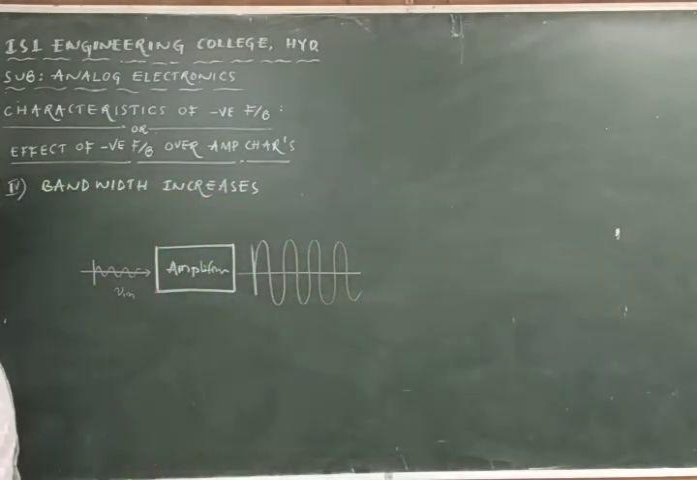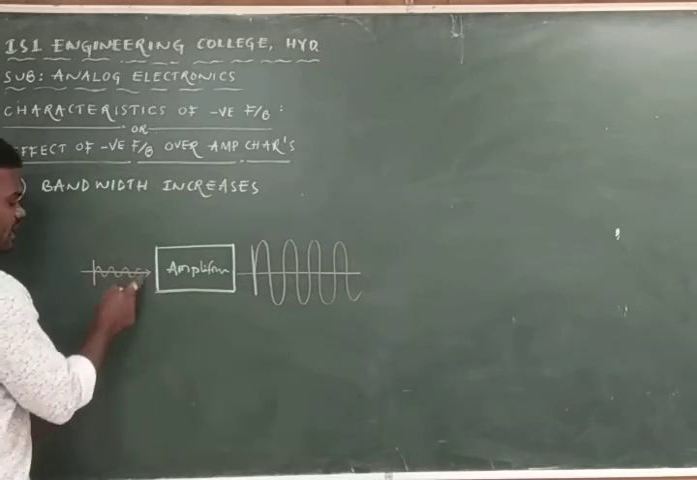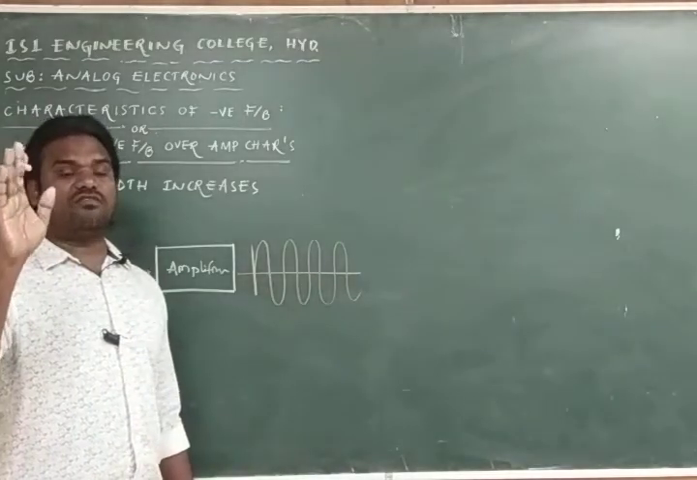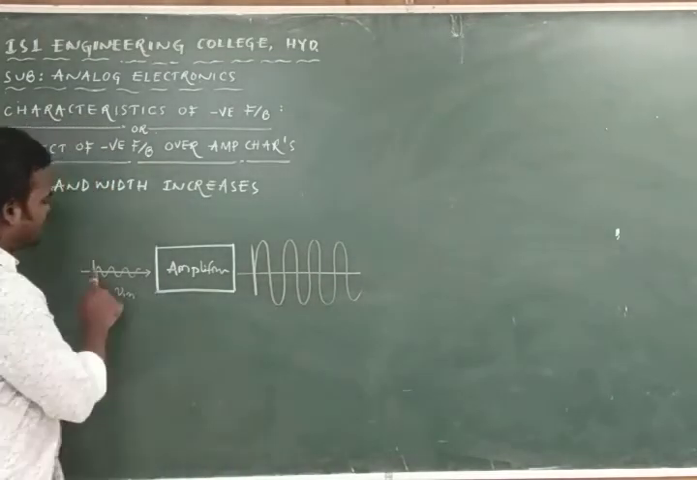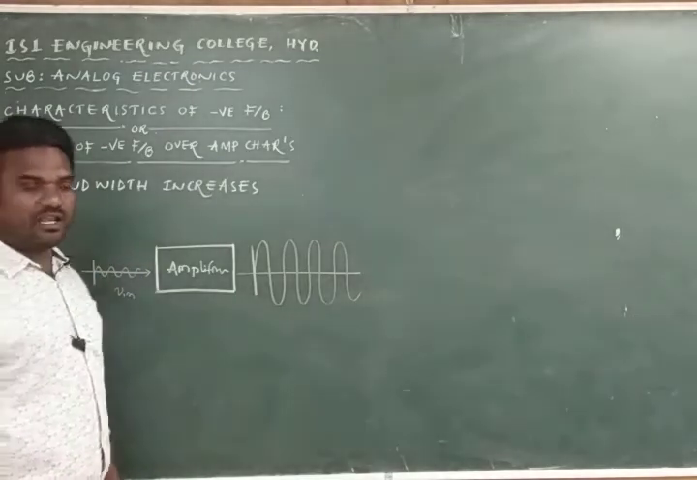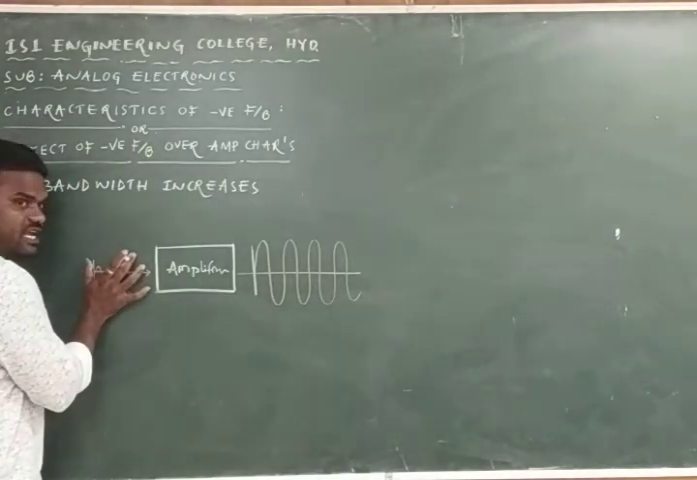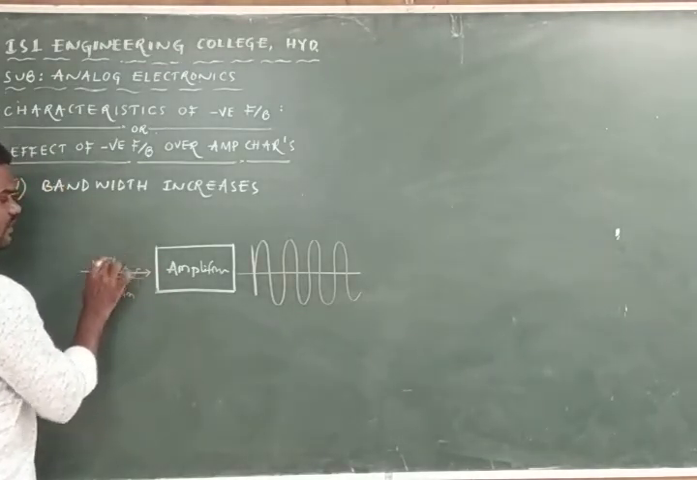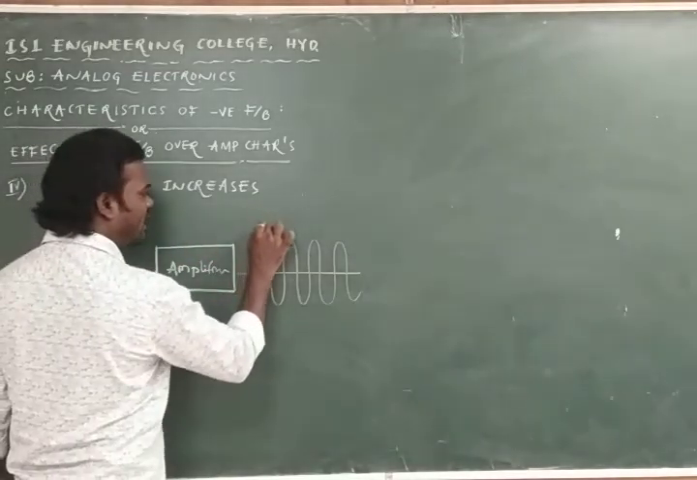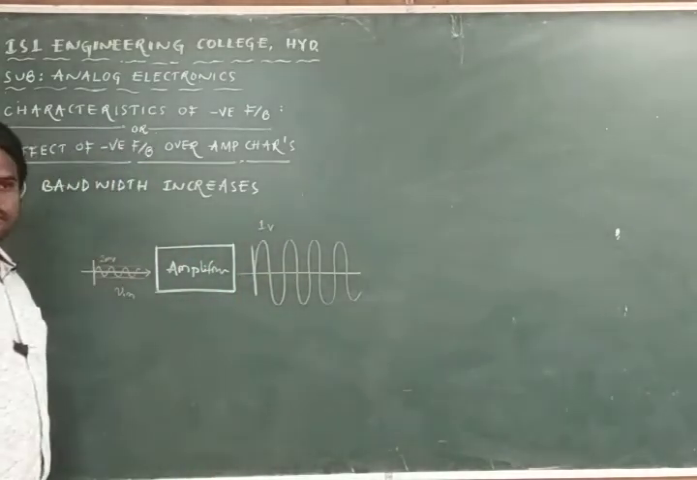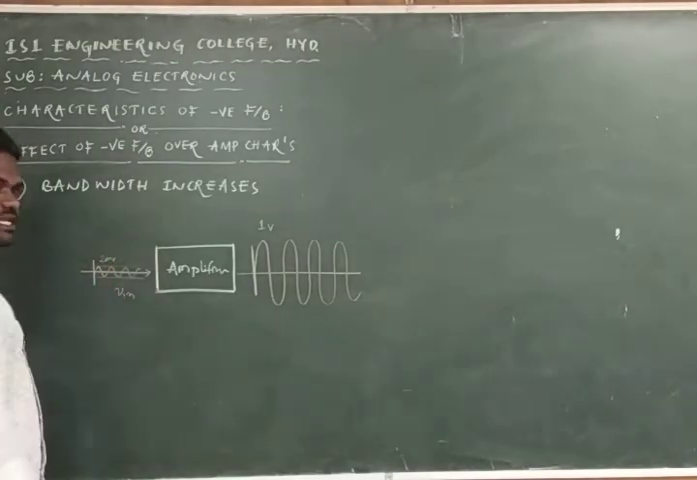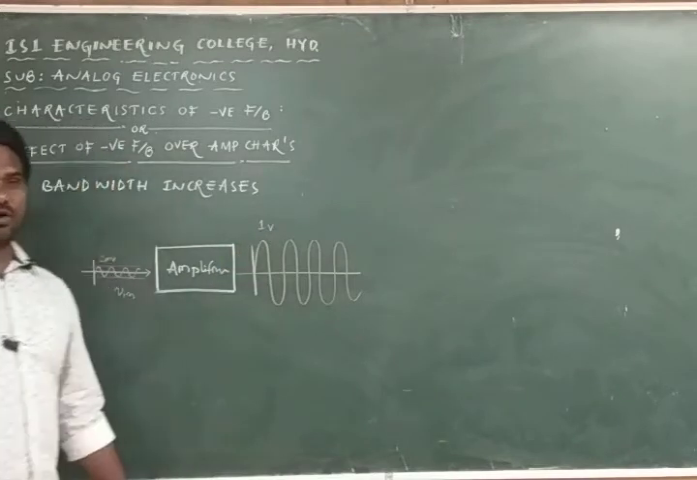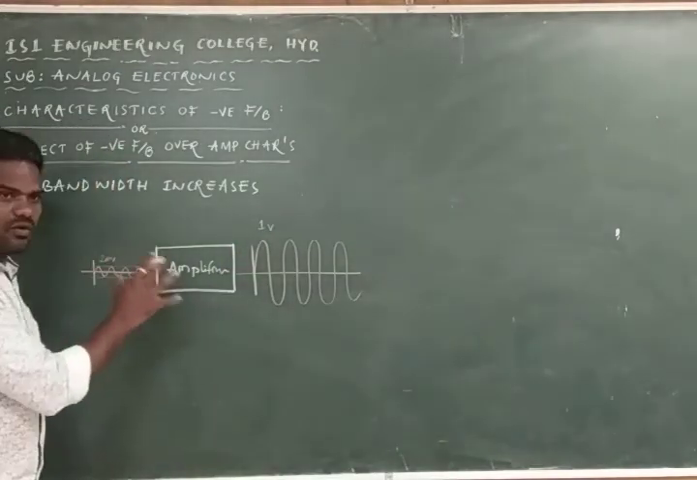Then what I am doing? I am varying the frequency of the input signal. Frequency is the number of oscillations in 1 second, the number of cycles in 1 second. For example, the input signal is about 2 millivolts. For the 2 millivolts, which is a very small signal, it is providing 1 volt of signal at the output side. Now it is acting as a good amplifier.